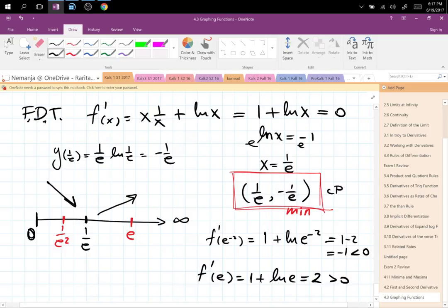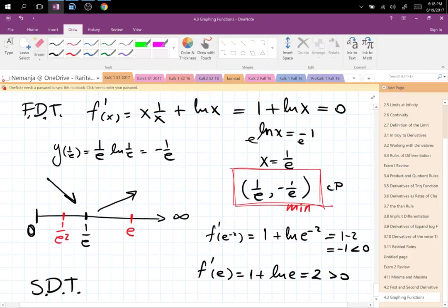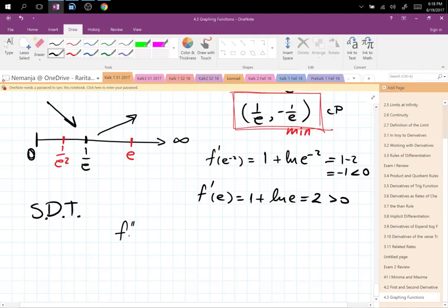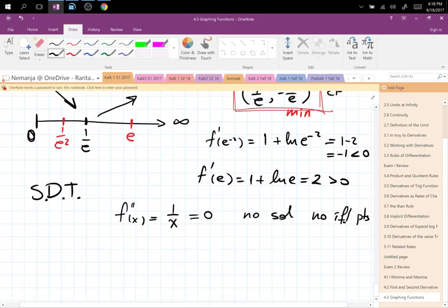The next is second derivative test. So we have to take the derivative of 1 plus ln x. Second derivative is a joke. Too bad I didn't keep this one for the test. It's easy. Equal to 0, no solution. So no inflection points. So the entire thing is one partition.